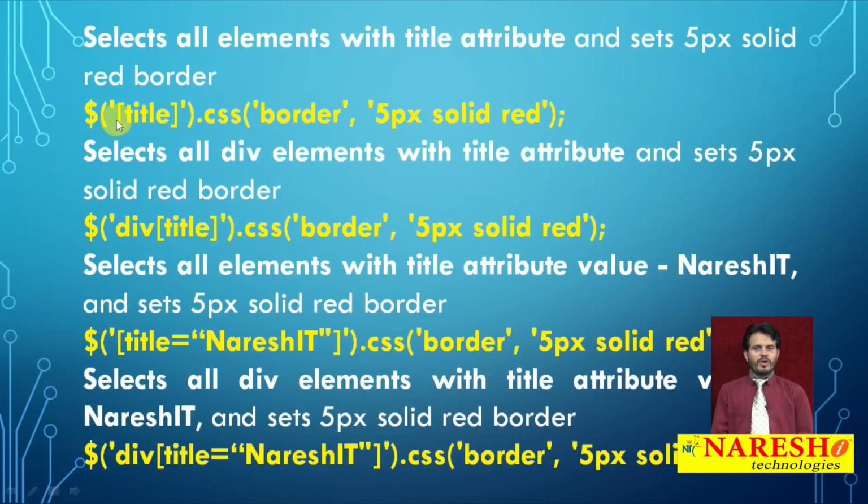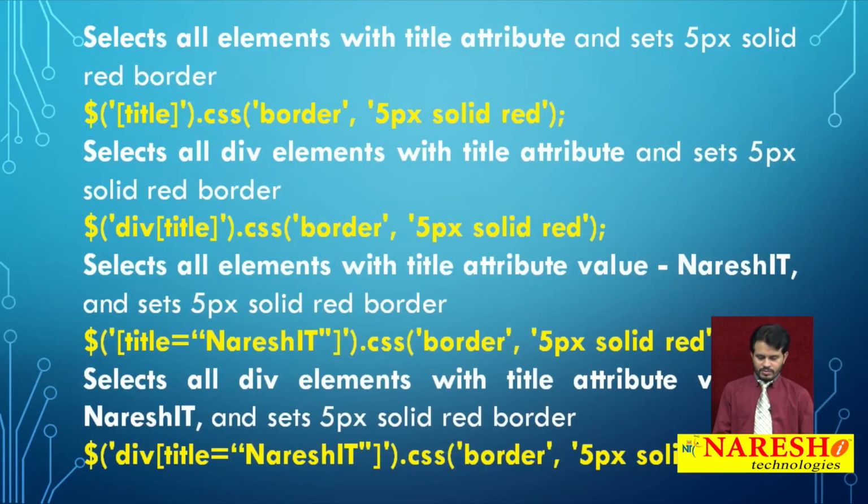So the code required is $('[title]'). The 5 pixel solid red border can be set with the jQuery method called css, because border thickness, border style and border color all come under applying CSS, and to apply CSS we have a method in the jQuery library named css: css('border','5px solid red'). Let me implement this on an HTML document and show you whether the result comes according to this jQuery attribute selector.